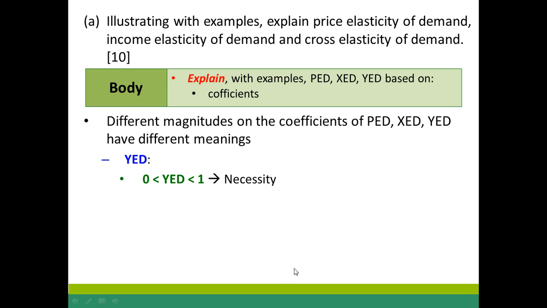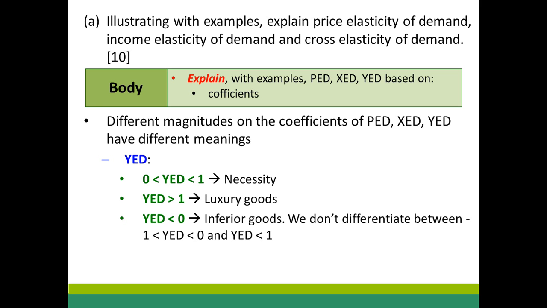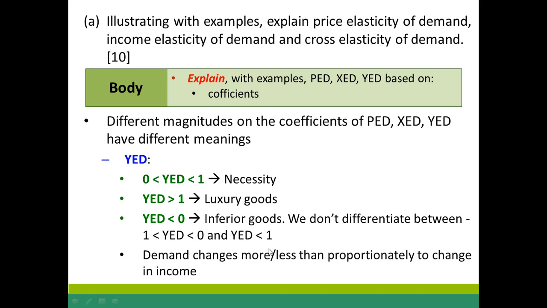Moving on to YED, if it's from 0 to 1, we call it a necessity. Okay, and if YED is greater than 1, it is luxury goods. Now, for YED less than 0, these are inferior goods, but we do not differentiate between 0 to -1, and YED less than -1. So there's a typo here. This should be -1. Okay. So again, here we are interested in whether the demand for the good changes more than or less than proportionately to a change in income.